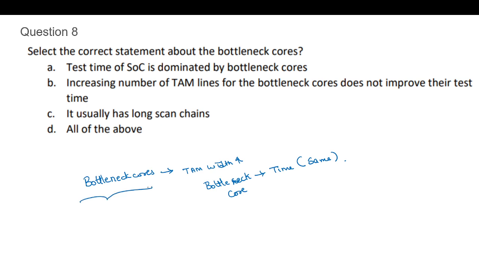So let's see. Test time of SOC is dominated by the bottleneck core. Yes. Increasing the number of TAM lines for the bottleneck cores does not improve their test time. Yes. It usually has long scan chains. Like we said, 32, we cannot optimize to less than 32 flip flops. That particular core will be the bottleneck core. Now, the correct answer is all of them.